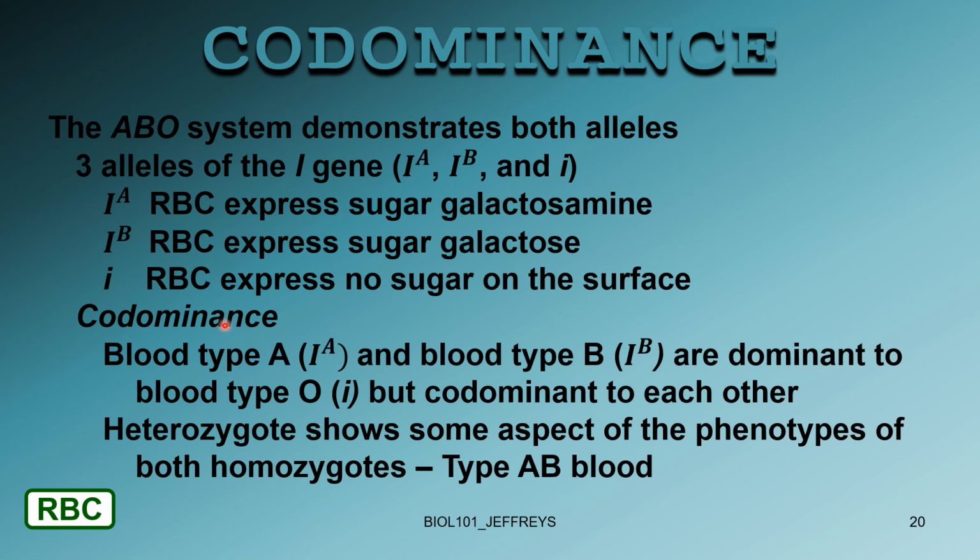So codominance is the idea that in the ABO blood system, both alleles get expressed. Blood type A and blood type B are dominant to blood type O. So if you have AO, then A gets expressed. If you have BO, the genotype, then B gets expressed. And the heterozygote shows some aspect of phenotypes of both homozygotes. So if you have blood type AB, then both A and B get expressed.